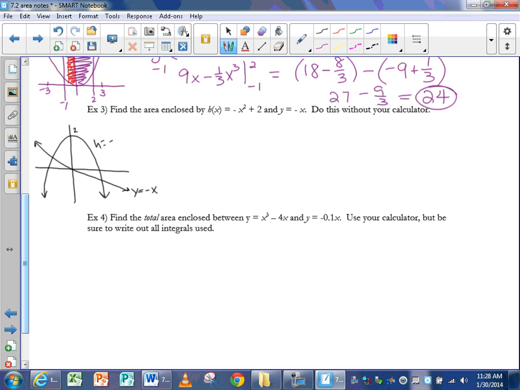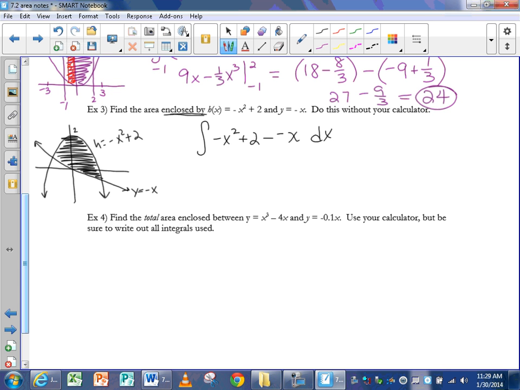And this is h equals negative x squared plus 2. Again, we see this phrase "enclosed by." So enclosed by means find the bubble created by those two functions, and it's right there. So if I want to find the area of that region, I'm just going to take the integral of the top curve, which is the parabola, minus the bottom curve, which is y equals negative x.